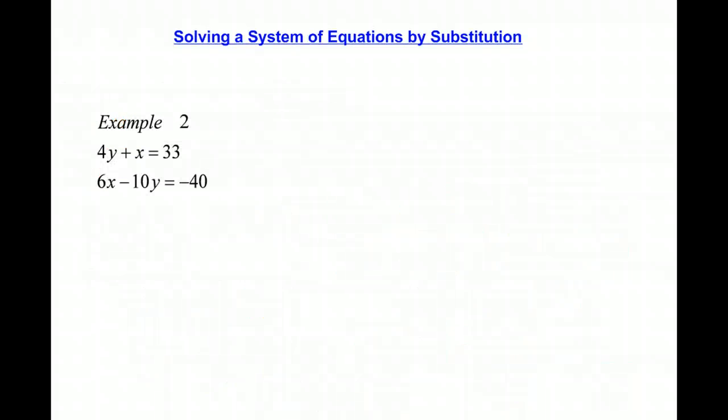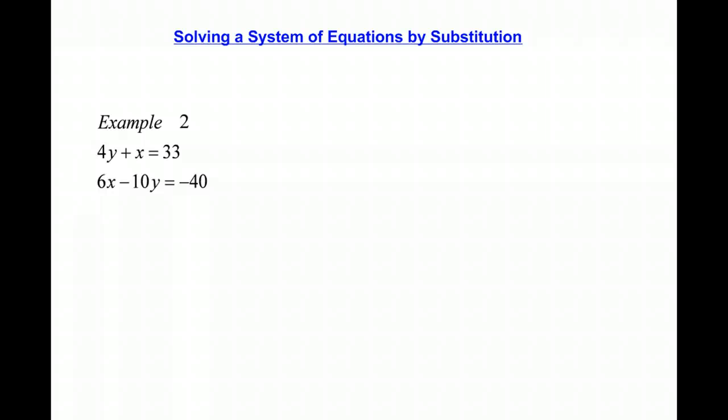Here's a second system for you to try. At this stage, I suggest you pause the video and try this problem on your own right after you write this problem down. Now that you've tried this one on your own, let's go through the solution so you can check and see if you've understood.